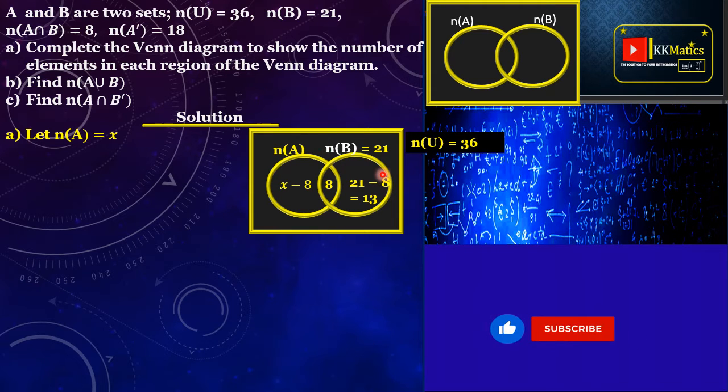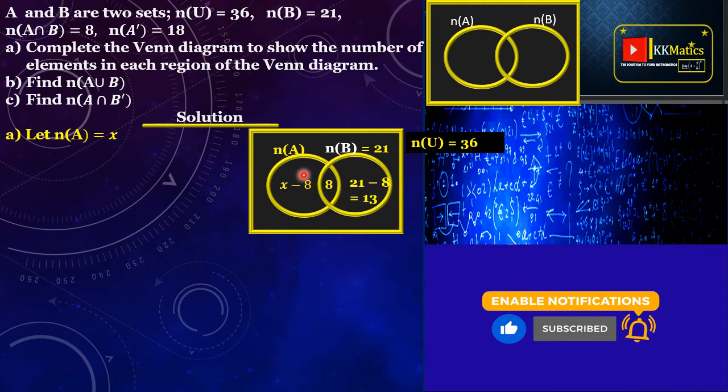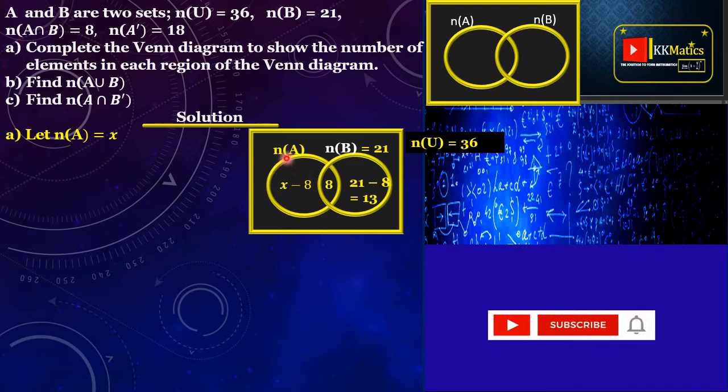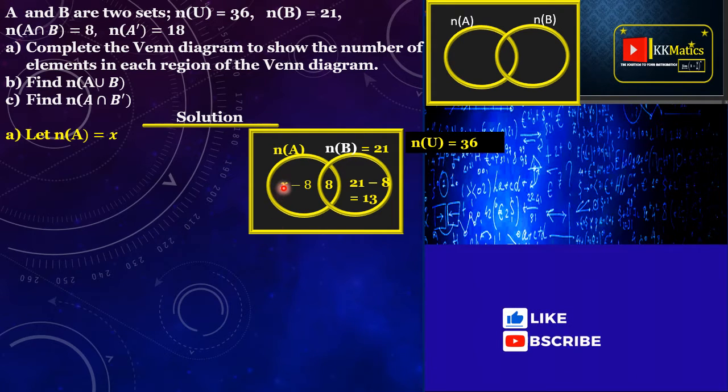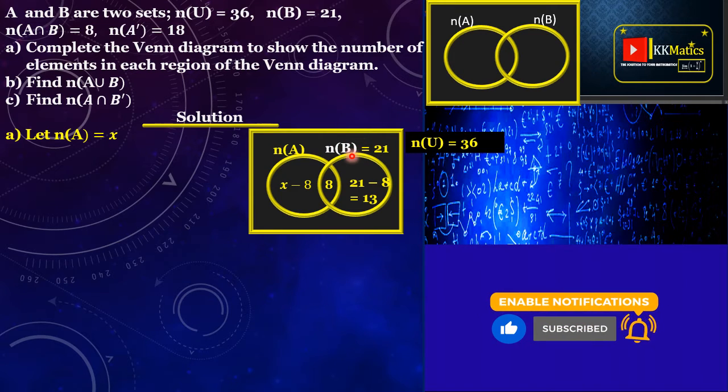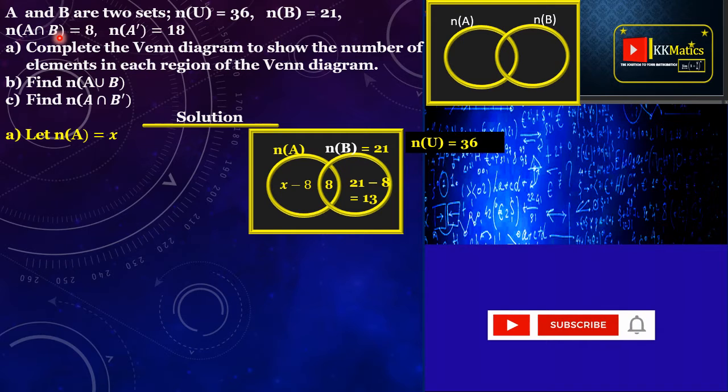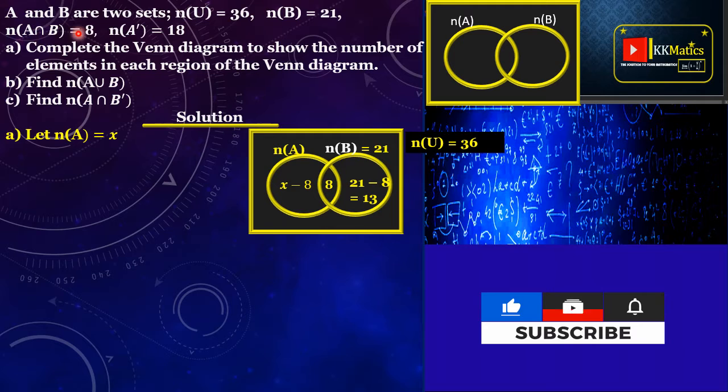So we've been considering the number of elements in A and the number of elements in B. We know that the number of elements in A equals x, and that is written here. We have the number of elements in B equal to 21. Now, in the question, we're told that the number of elements in A intersection B equals 8, and that's here.